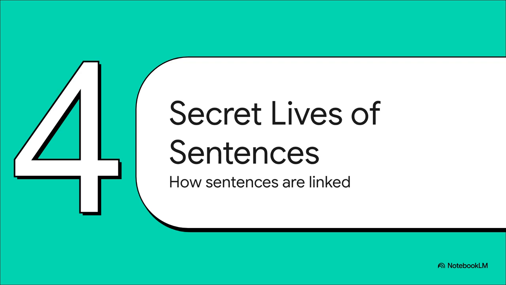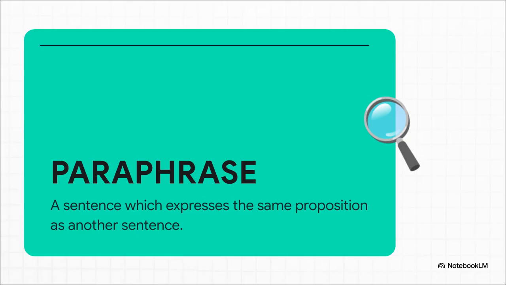Okay, so now we have our toolkit. We've got propositions, sentences, and we know about their truth values. We are finally ready to go back to that original puzzle and uncover the secret relationships that sentences have with each other. The first big relationship is called paraphrase. This is what happens when you have 2 totally different sentences that are built to express the exact same proposition. They're just different blueprints for the very same idea. And there it is. That's the answer to the first part of our puzzle.